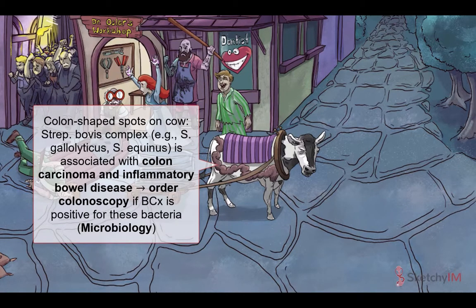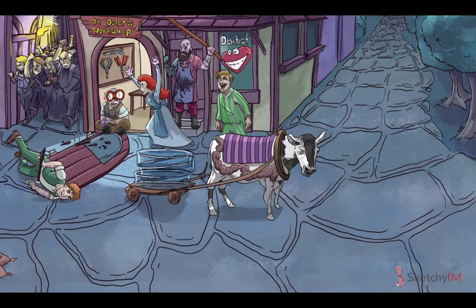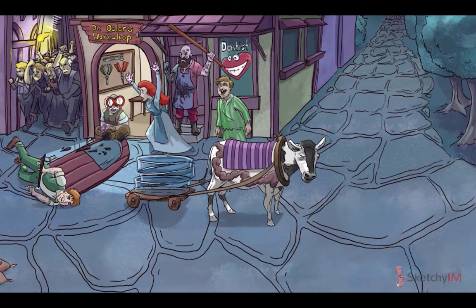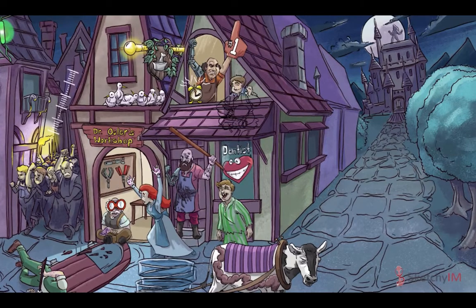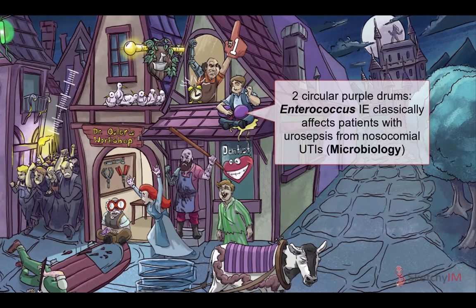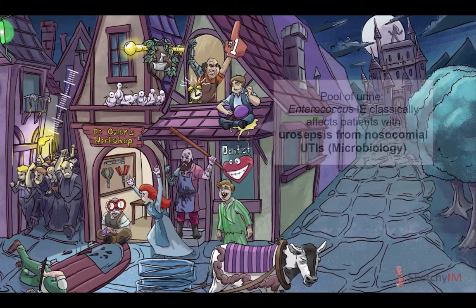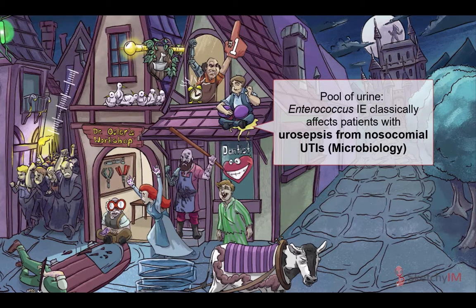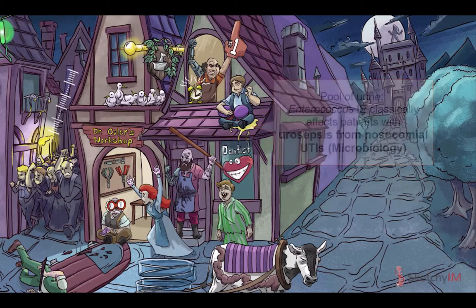Staph and strep account for the majority of cases of IE. However, there are a few other causes that you'll need to know about too. Enterococcus is a rare cause of endocarditis, and you need to be aware of it because it's classically associated with urosepsis from nosocomial UTIs. Hence this carefree villager playing his purple enterococcus-shaped bongos. He's so relaxed he doesn't even notice he's sitting in a puddle of his own urine. An ideal we can all aspire to?